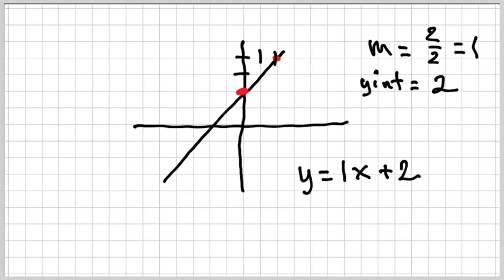Now, do I need to have the 1 there? No. So I can write y equals x plus 2. Someone asks, what's x again? Every one of them has a y and an x. That's just in the form of the equation. We don't know what x is.